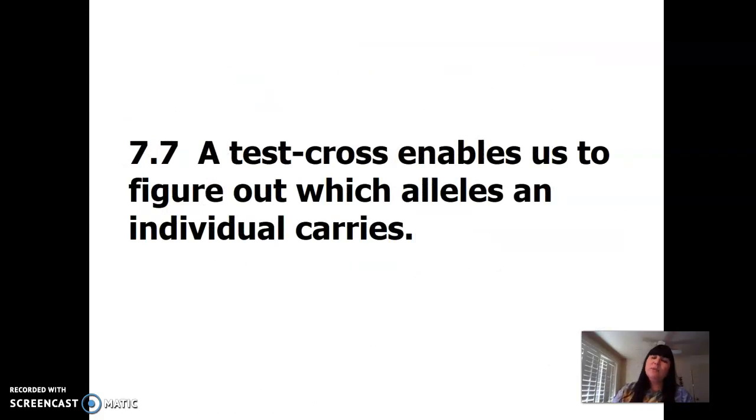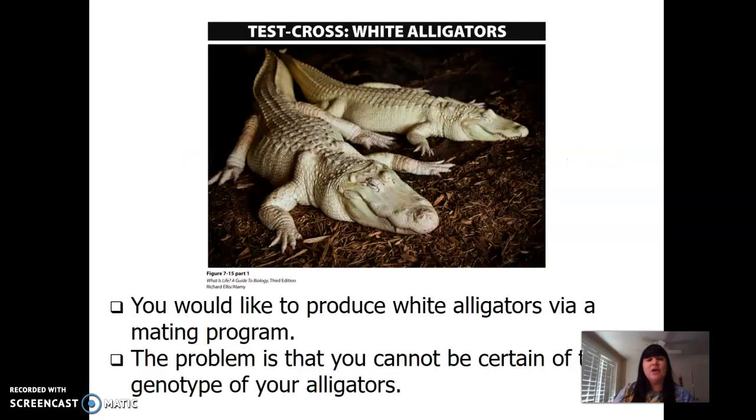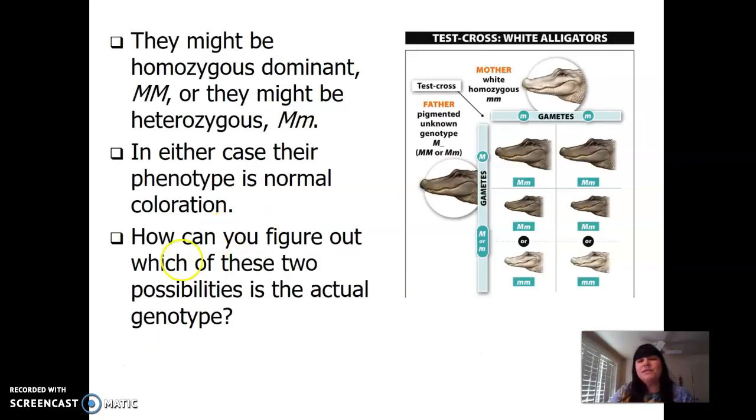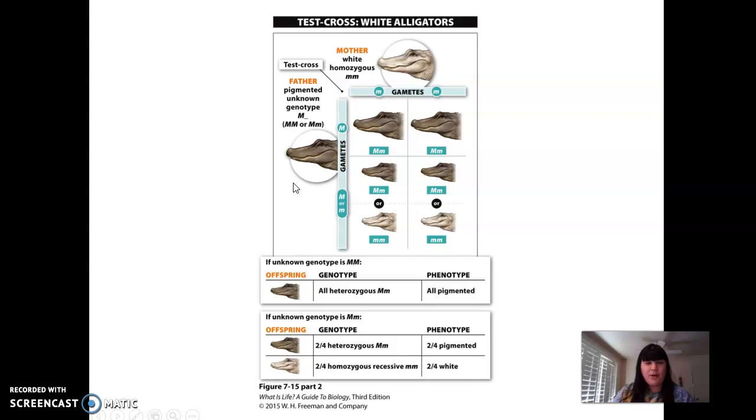Test cross. What if we have a parent that shows the dominant gene and you don't know, do they have two copies of the dominant gene or one copy of a dominant and one copy of the recessive? We could do a test cross where we take the parent where we don't know, are they homozygous dominant? Do they have the two copies of the dominant gene, or are they heterozygous? We cross them with a known homozygous recessive, and depending on the babies, if all of them turn out pigmented, then we know this guy's homozygous dominant. But if half of them turn out dominant and half of them turn out albino, then we know this guy's heterozygous. So it talks about it in the book.